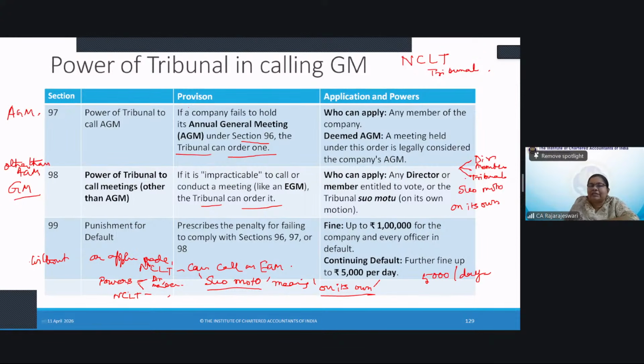Order is the correct word in law which you should write. If you simply say the tribunal can call, it is wrong. The tribunal orders it: do what I say. So that is an order. So it has the power to order the general meeting. The wordings are very, very important in law. You should write the correct wording.